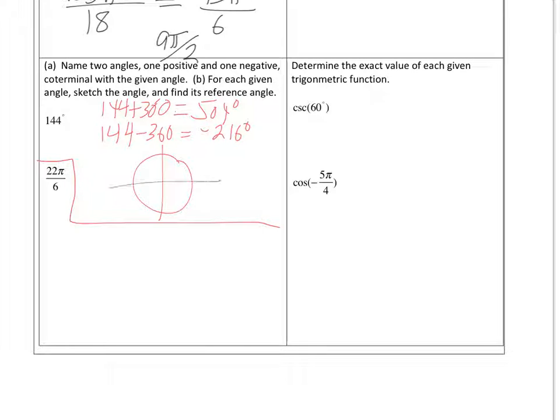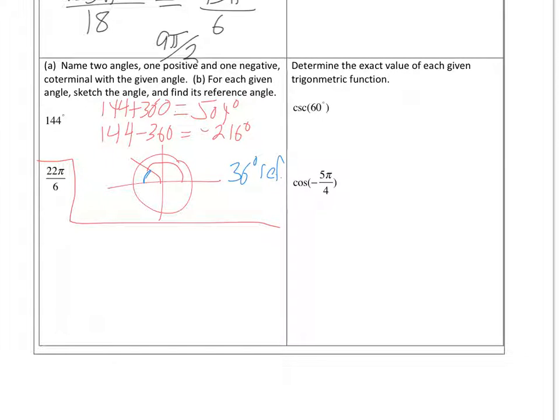Sketching this, 144 degrees is past 90 but before 180. And my reference angle would be the angle that I need to get to 180. To get to 180 from 144, that's going to be 36 degrees reference angle.